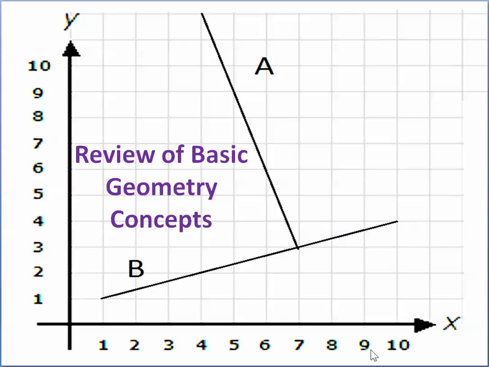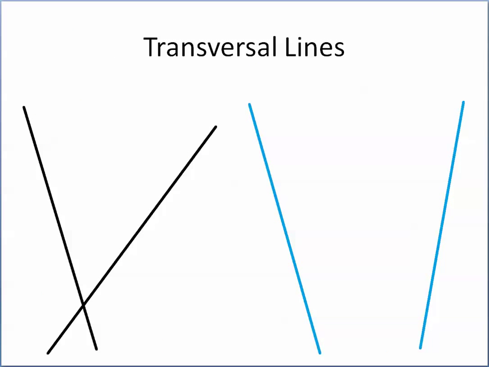Okay, we're going to take a look at a review of some basic geometry concepts. And so the first thing we're going to do is take a look at something called transversal lines. Here we have a black line and a black line. They don't have names yet. And we have a blue line and a blue line.